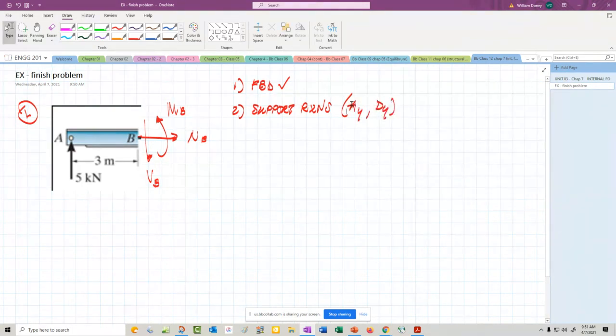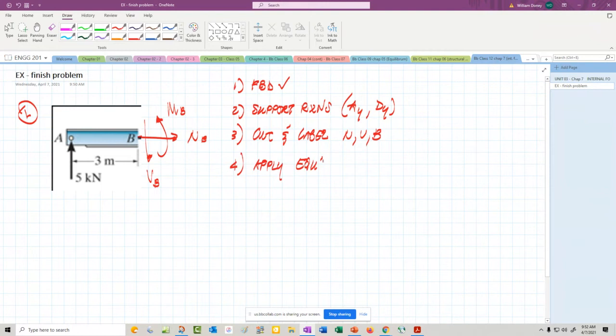That was AY and DY. We made the cut, and we labeled the normal, shear, and bending moment. And now we just apply the equations of equilibrium. And hopefully by now you know those are sum of forces, sum of moments equal to 0. Right? The two keys if you don't know what to do on the final exam: sum forces, sum moments.